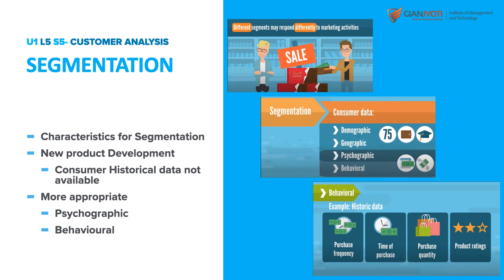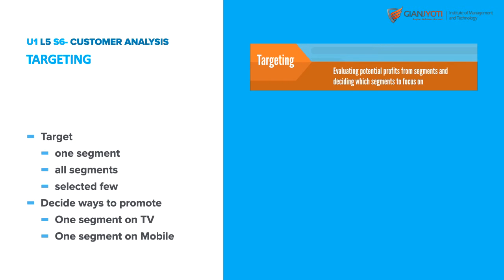The purchase quantity, how much they purchase in one go. Do they go, for example, for groceries every day, or once a week, or fortnightly? And the product ratings, do they check those? So that is very important for us for the segmentation.